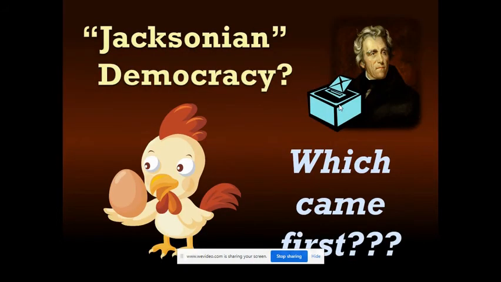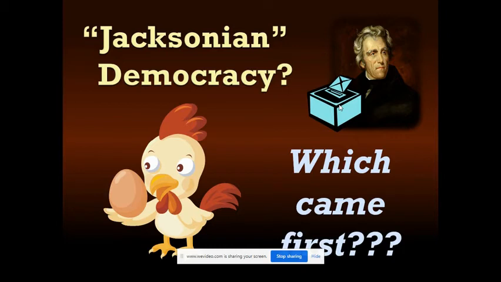Now, I always like to think of it, which came first, the chicken or the egg in Jacksonian democracy? Did Jackson bring it about? No, not really. But why does he get the tagline? Because he's the first to really advocate for it. He's the first to start pushing it to the common man. Jackson himself was not born to wealth. He rose himself to wealth through the military and through the Battle of New Orleans.